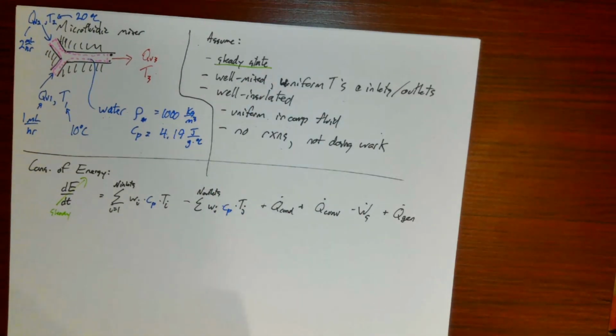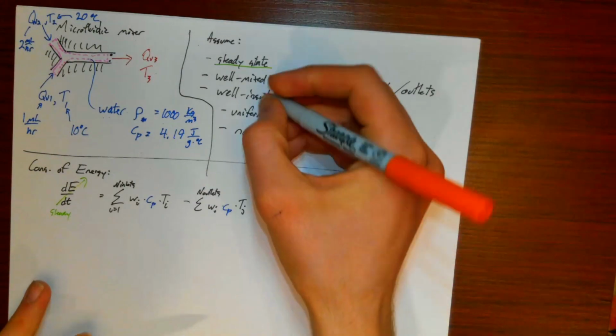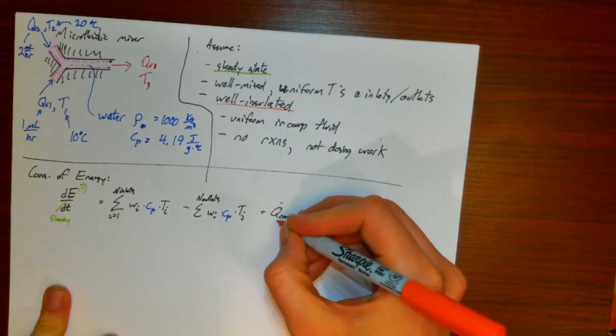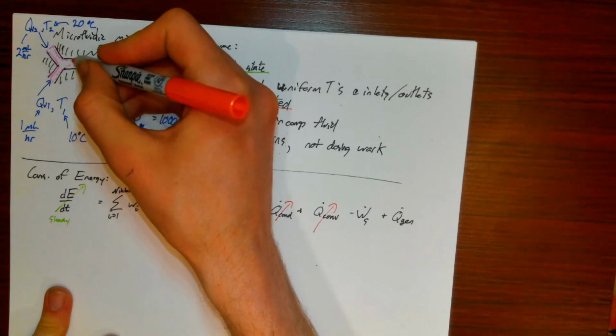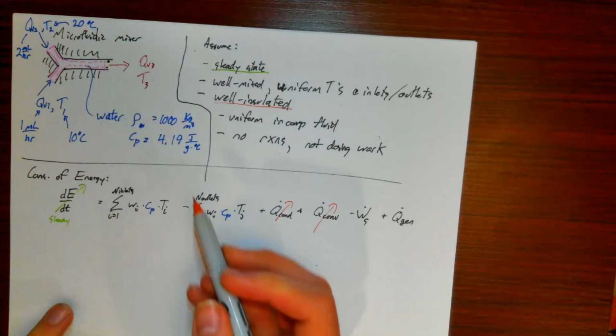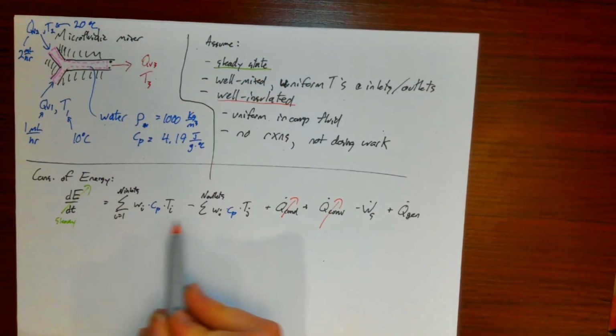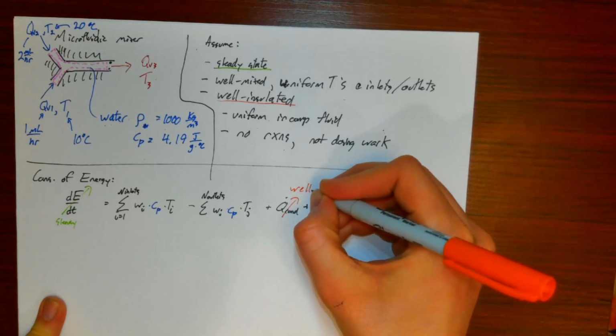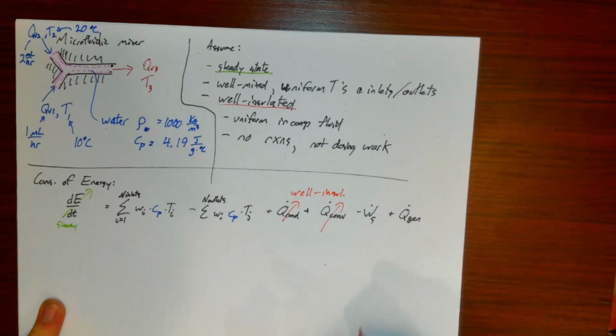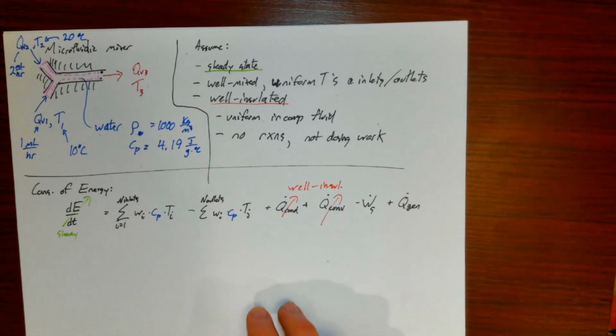But if the system is well insulated, then I can basically say there's no conduction or convection through these parts of the surfaces, and my inlets and outlets are basically accounted for by what's going on right here. So well insulated walls help me get rid of these assumptions.